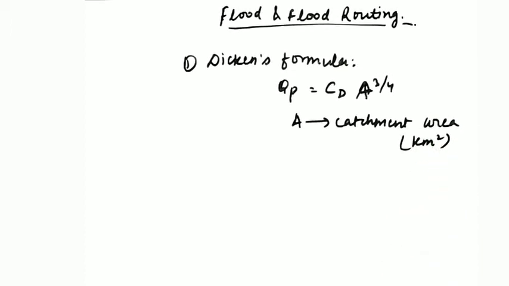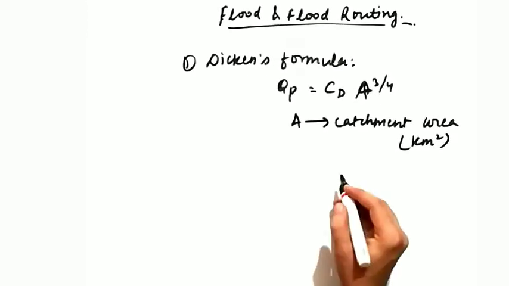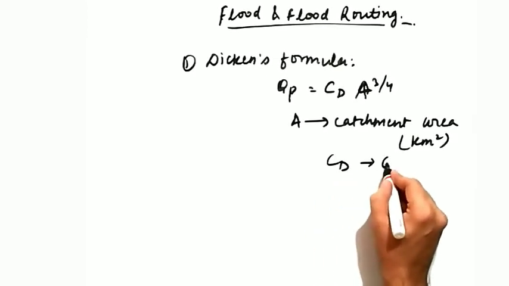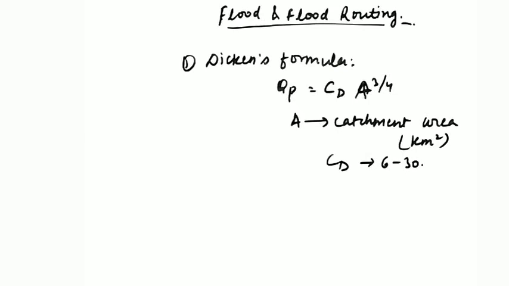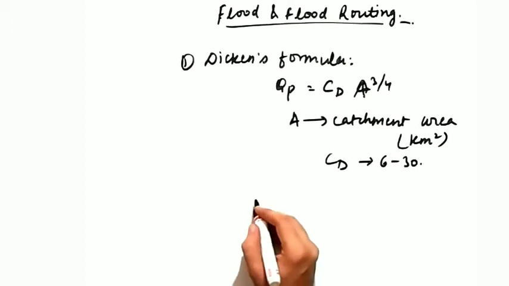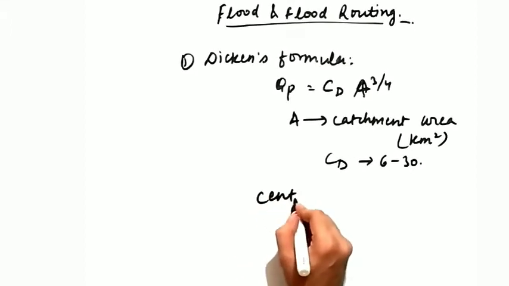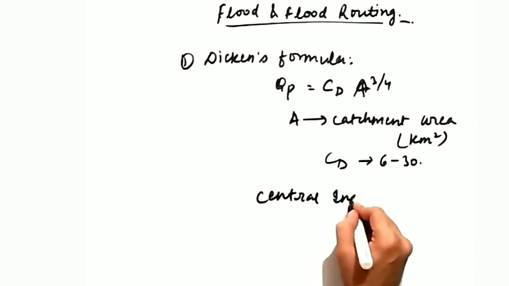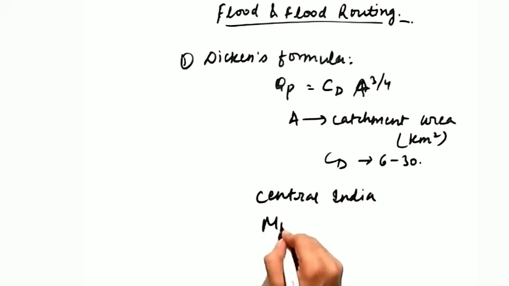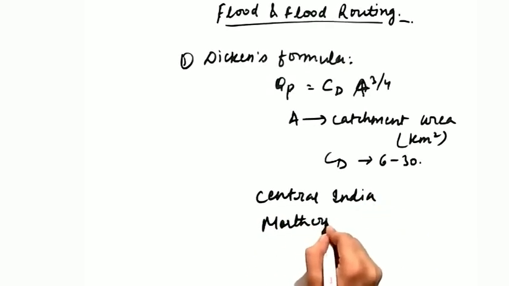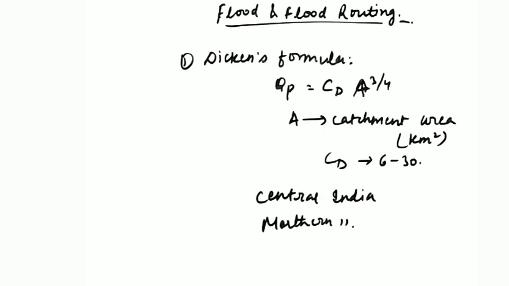And CD is the coefficient or constant of Dickens. It can vary between 6 to 30. You must remember for what areas this Dickens formula is used. This Dickens formula is used for Central India and Northern India. So this is the Dickens formula.